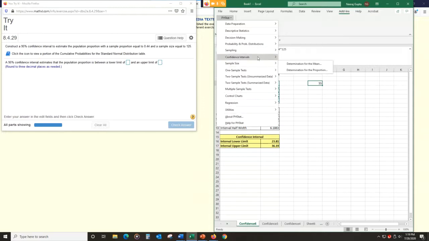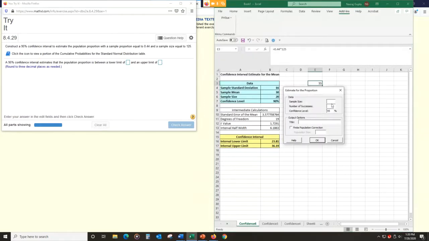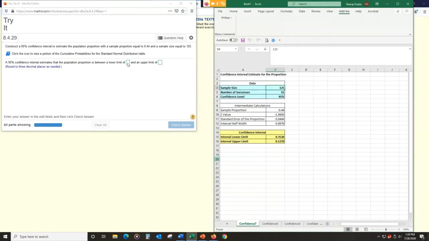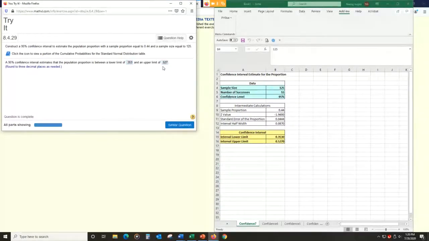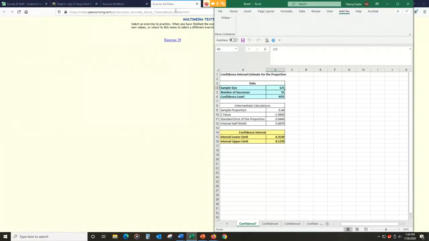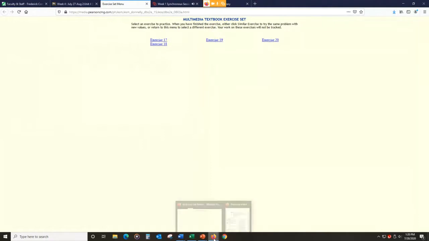So confidence interval, proportion, and then my sample size is 125 and successes are 55, and I need 95% and I click OK. So my lower limit is 0.353 and upper limit is 0.527, and that's what my interval is. Understood? Yes. Okay.